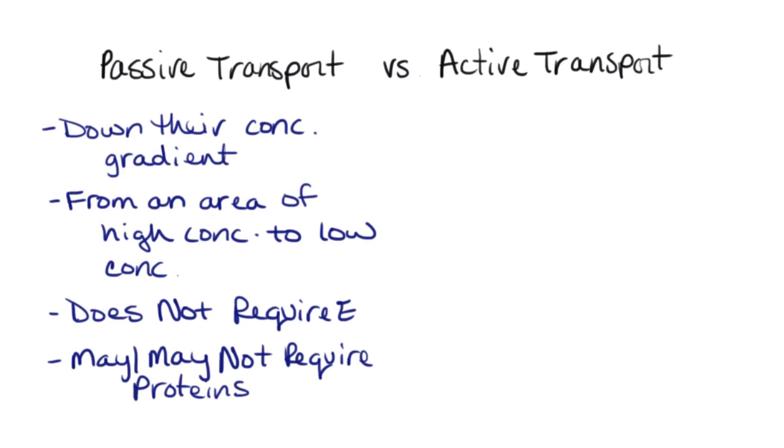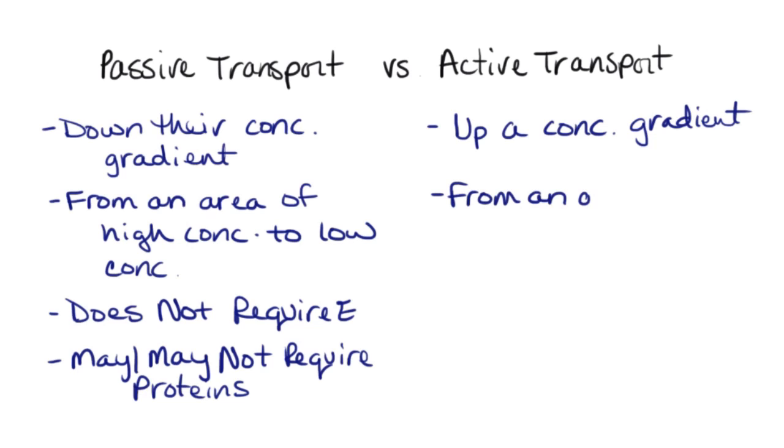Now, if we take all of this and we look at the active transport side of things, when we're talking about active transport, it's just the opposite. So in this case, we're going to move things up a concentration gradient. Or another way to say this would be to say that they are moving against their concentration gradient. So this would be moving things from an area of low concentration to high concentration.